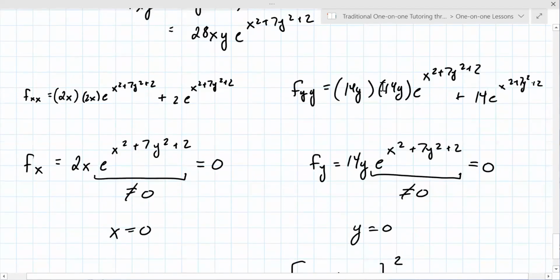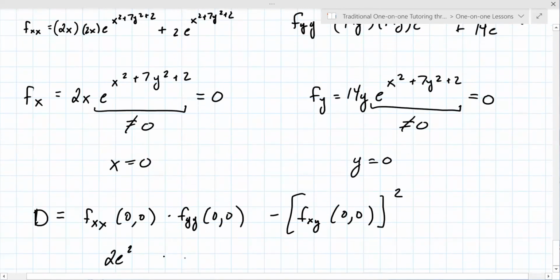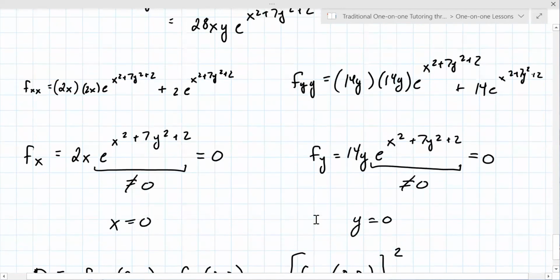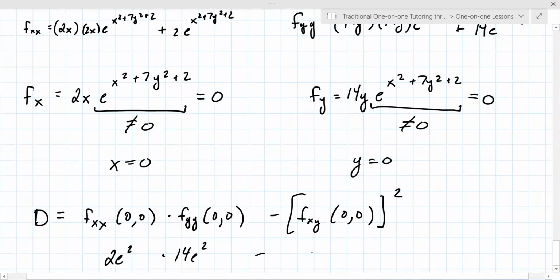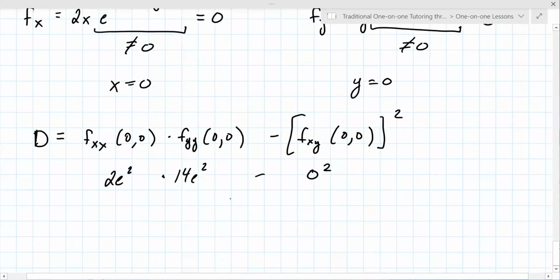Similarly for fyy, 14y is 0, and then this whole thing is 0, but this is 14e squared, because it's 0 plus 0 plus 2e squared, 14 up front. So 14e squared. I'm pretty sure any one of these individual pieces you understand, but there's a whole lot of stuff to do here. So now we need to use our fxy and evaluate at 0, 0. So that's here, and notice that's 0, so the whole thing is 0. Thank goodness. All right, so your D is 28e to the 4th, which is greater than 0.